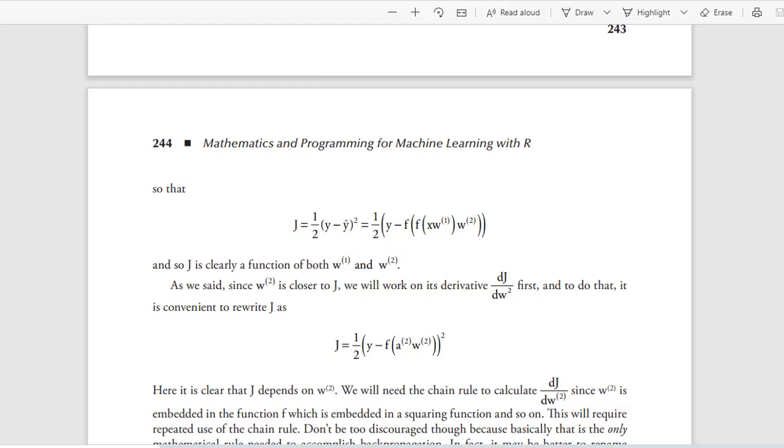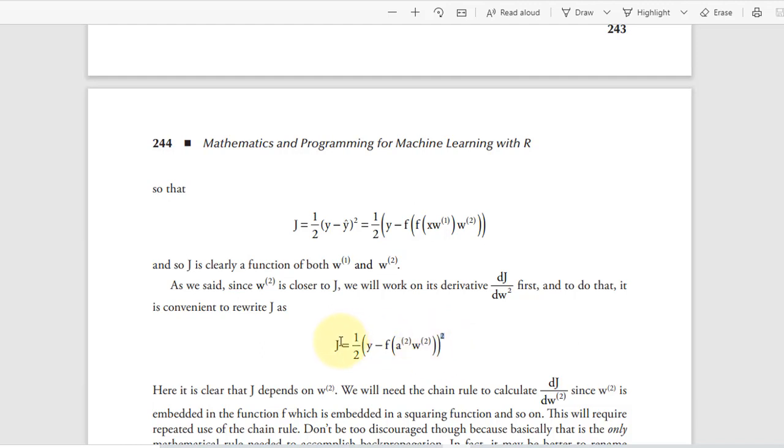So let's return to the text, and we're all the way down on page 244 here, and we have J, which we said was this, but we said that Y hat can be rewritten in terms of the W's and the inputs and so on, and we had this expression, which unfortunately, again, is missing the square here. How unfortunate that is. So anyway, there should be a square here, and then here we have the fully expanded version, but here we're leaving A2 unexpanded, so then this looks a little bit simpler, and here I didn't forget to put in the square there.